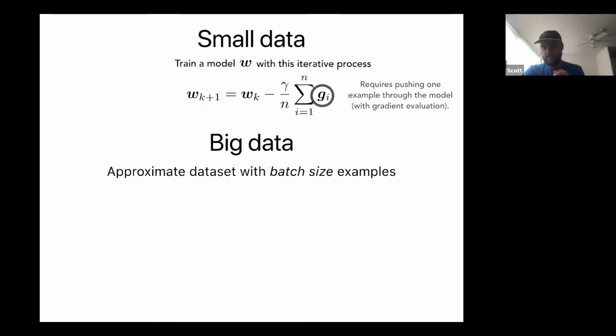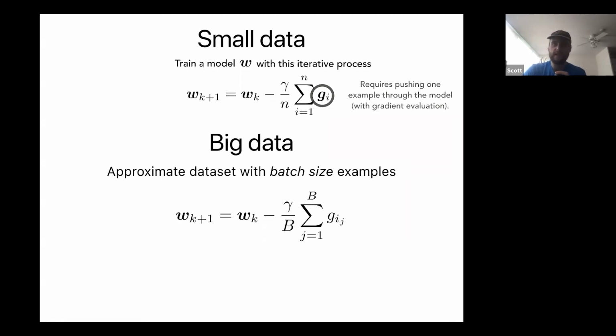Big data is different in that n, the number of examples in our data set, is very, very large. So in the case of ImageNet, n is 14 million, and computing 14 million gradients, or evaluating 14 million models with backpropagation, is infeasible. We can't do it.